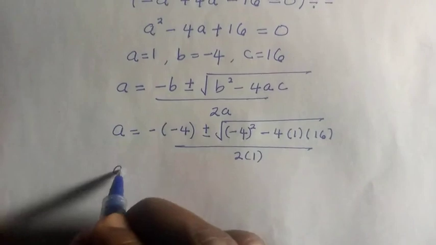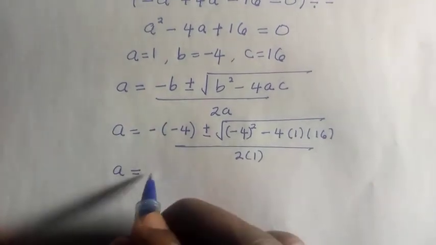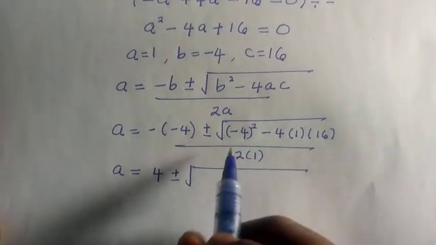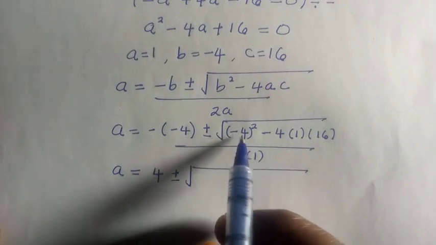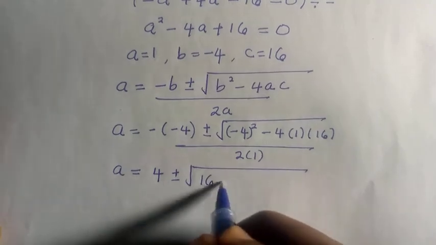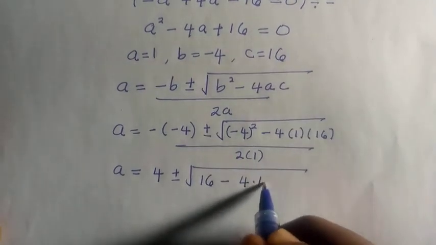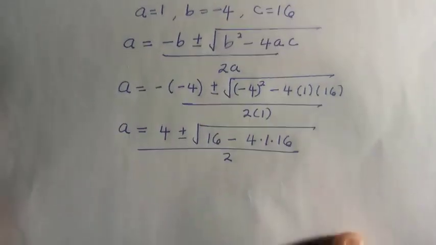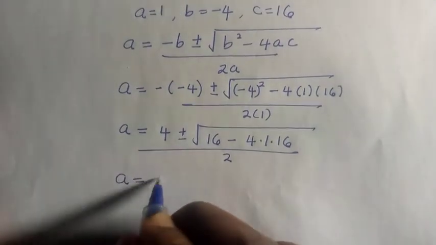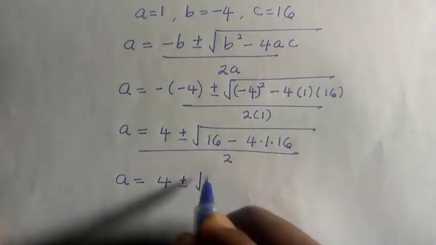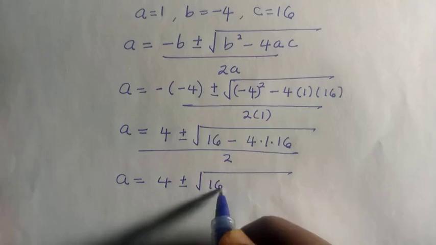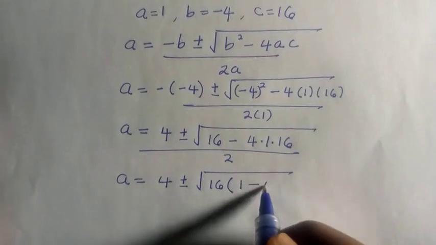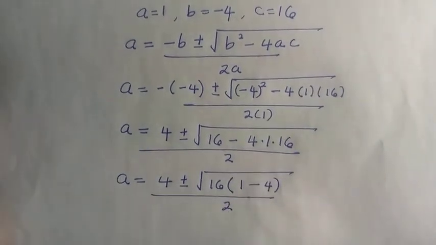If this is what we have, we proceed and we have a equals minus multiplied by minus, that becomes plus, so plus 4 plus or minus the square root of, so this square will take care of this minus, and we have 4 squared, which is equal to 16, minus 4 multiplied by 1 multiplied by 16, everything divided by 2. Next we have a equals 4 plus or minus the square root of, what is common is 16, so we divide by 16 and we get 1 minus 4, everything divided by 2.